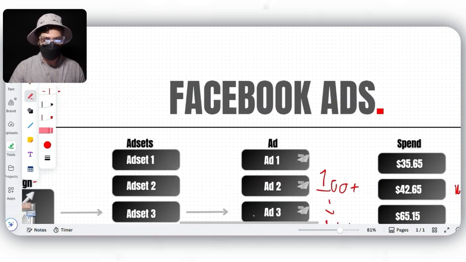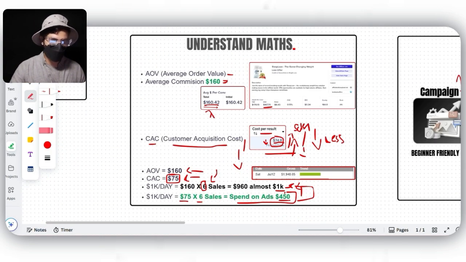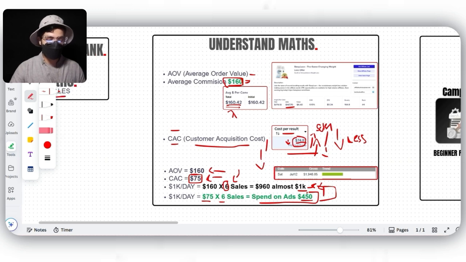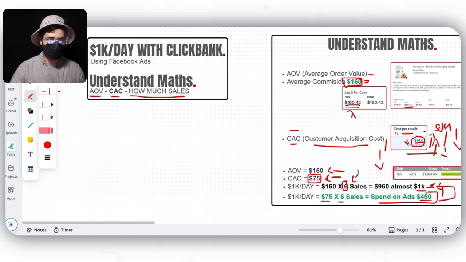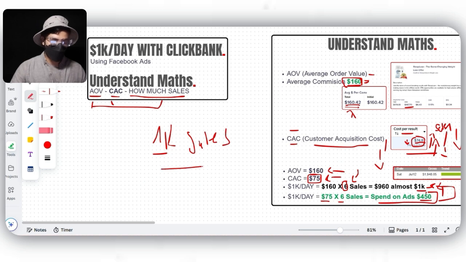Hope you guys understand. So that's the Facebook ads part, and the most important one is I also explain the science behind achieving $1,000 a day. It's based on average order value, CAC, and how many sales you need to get $1,000 a day. Definitely every product gives you a different average commission, meaning average order value. So based on that, you can calculate these 3 things: average order value, CAC, and how many sales you need to achieve $1,000 a day in sales. Based on that, you can achieve it.